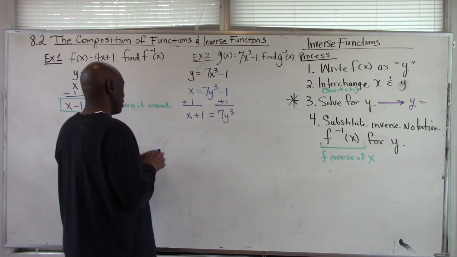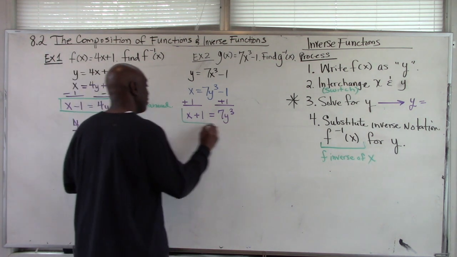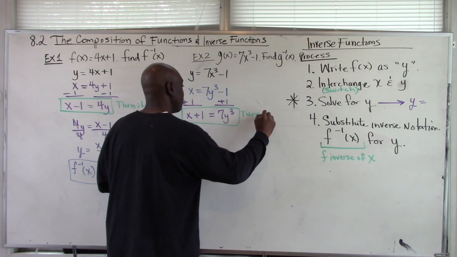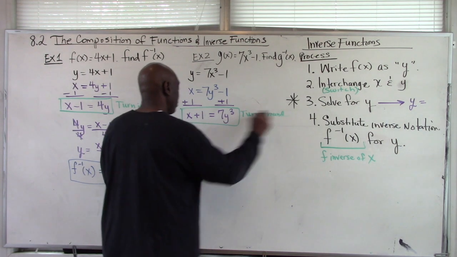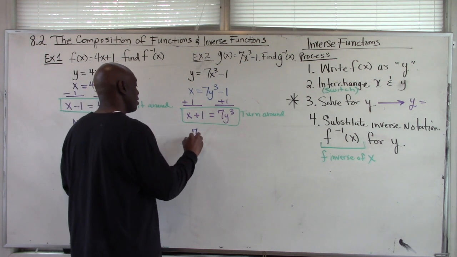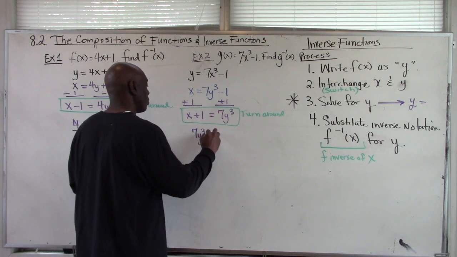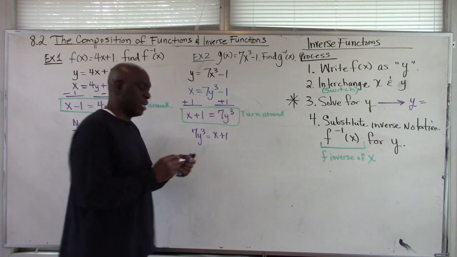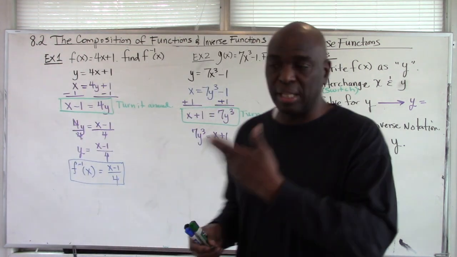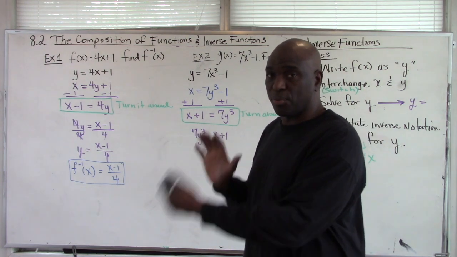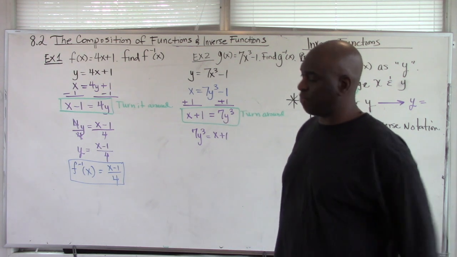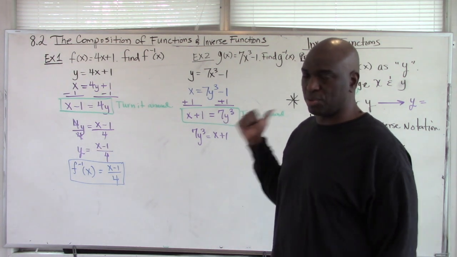Take this right here and turn it around. So 7y cubed equal x plus 1. We turn it around because we want the dependent variable on the left and the independent variable on the right. Whatever it is we're solving for, we want that on the left, because that variable is the one that depends on whatever is on the right.